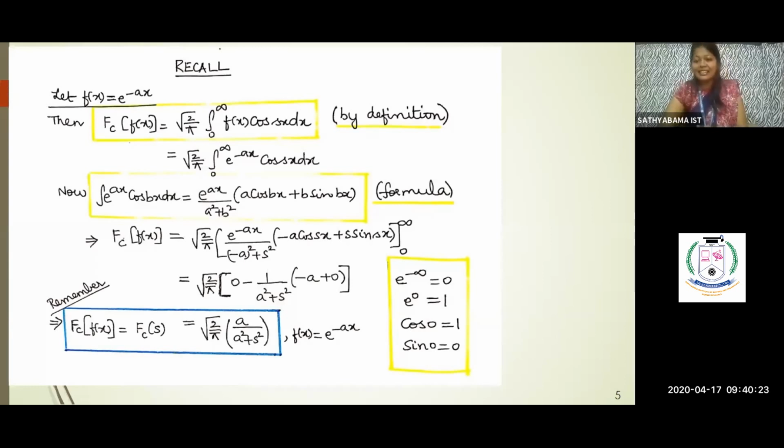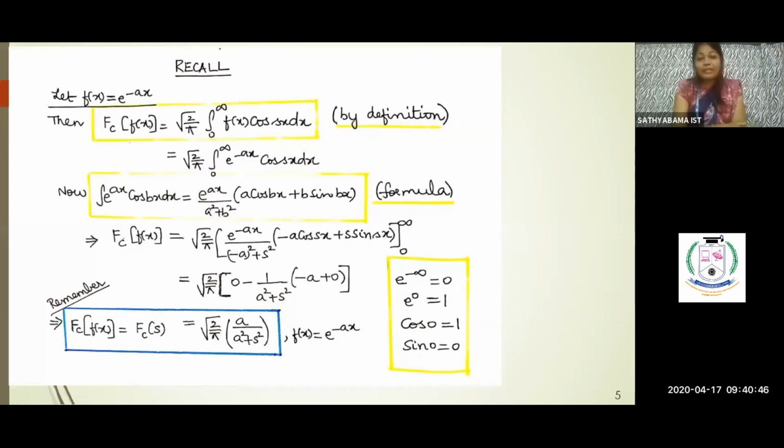e power minus ax. Now what we're going to do is find the Fourier cosine transform and the Fourier sine transform for this function, because we're going to use this in a lot of places. This is one famous function, e power minus ax.